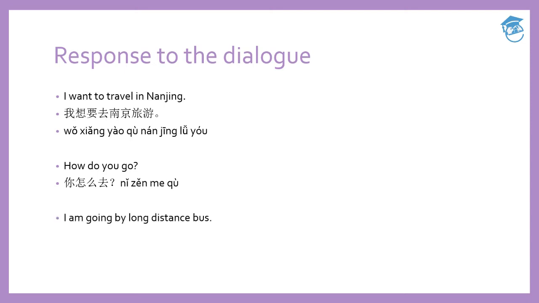So it is said, I'm going by long distance bus. So how do you say this in Mandarin? Okay, it is 我搭长途巴士去. So it is to say, I take long distance bus. Okay, so you can see that 搭长途巴士 is like a description. It is placed in front of the verb 去. It is exactly where the word 怎么 is placed. The rest should be easy. 搭 is to take. 长途巴士 is long distance bus.